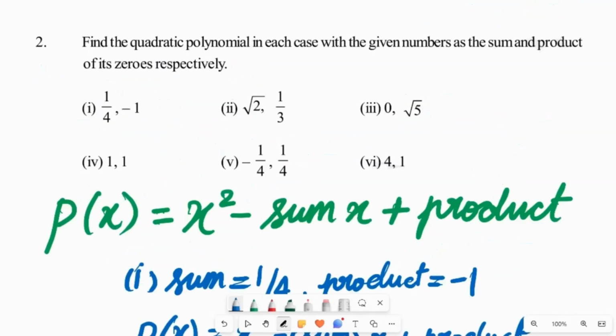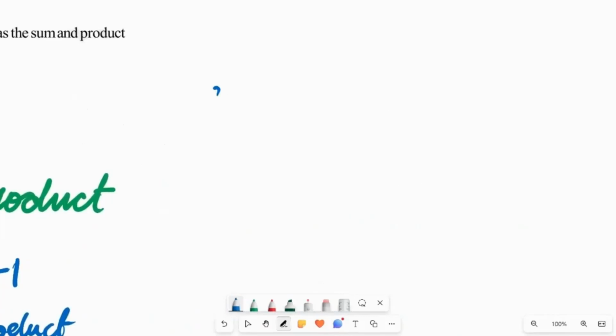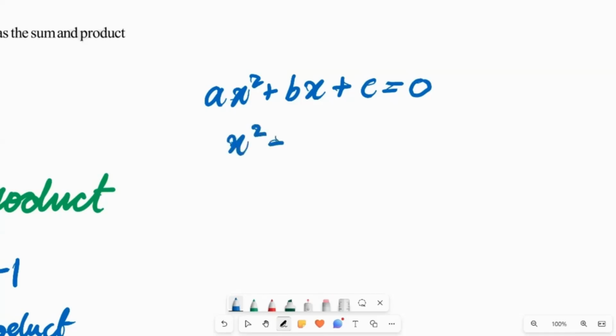Second question of exercise 3.3. We have to find the quadratic polynomial in each case with the given numbers as the sum and product of its zeros respectively. So in the previous question we have seen that, let's say, if ax square plus bx plus c is equal to 0 is a quadratic polynomial, then minus b by a would be the sum of zeros and c by a would be the product of zeros. So if I divide each term in this equation by a, then I would get x square plus b by a into x plus c by a is equal to 0.